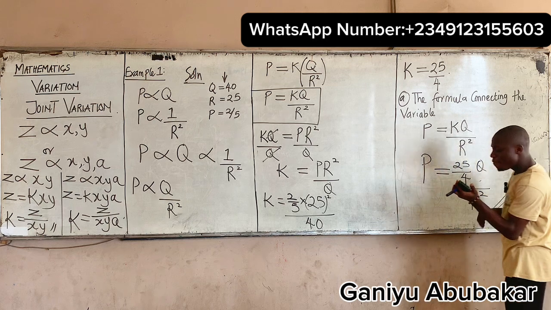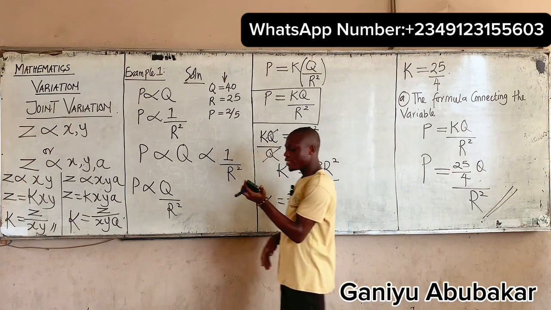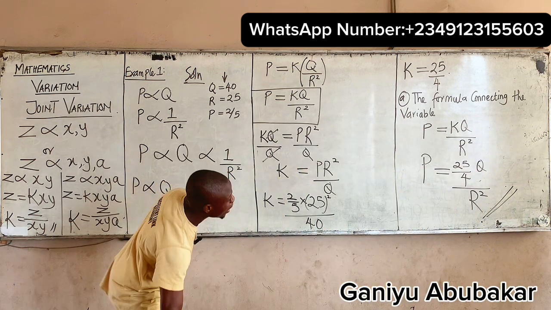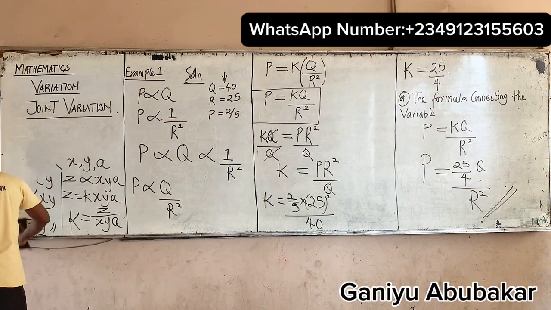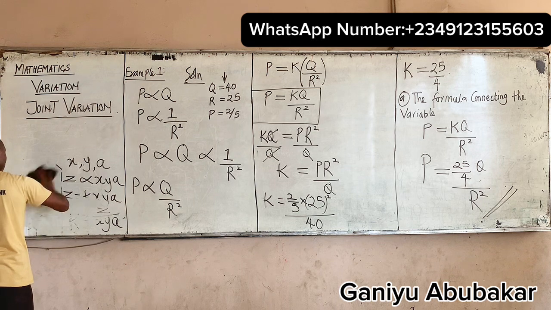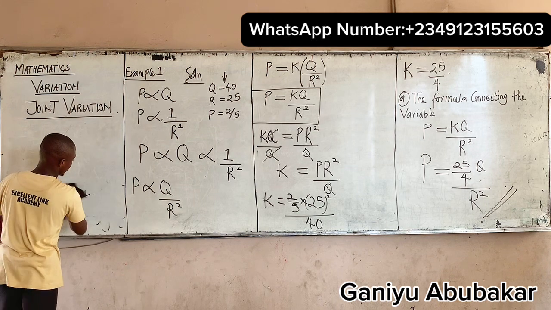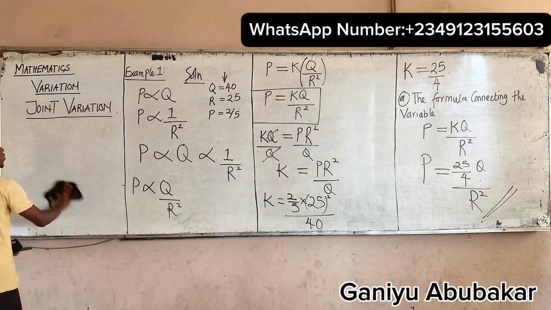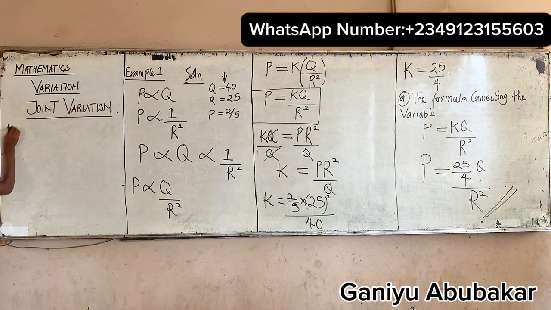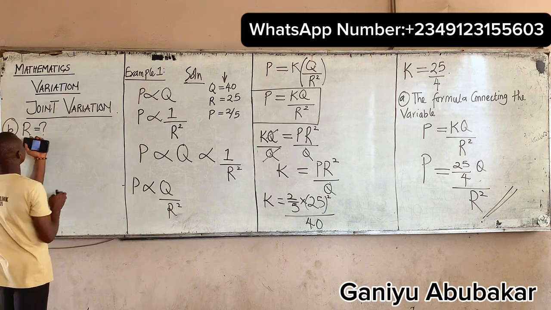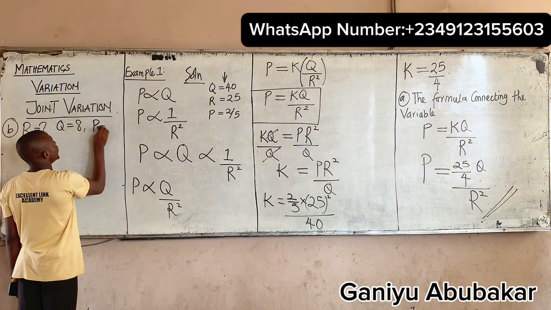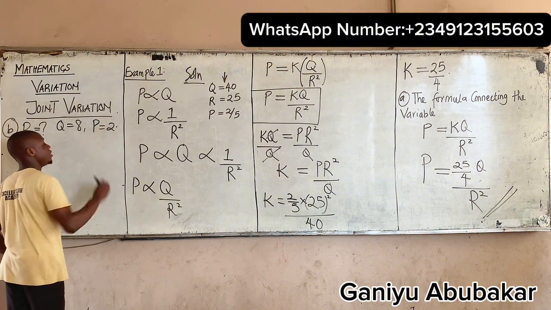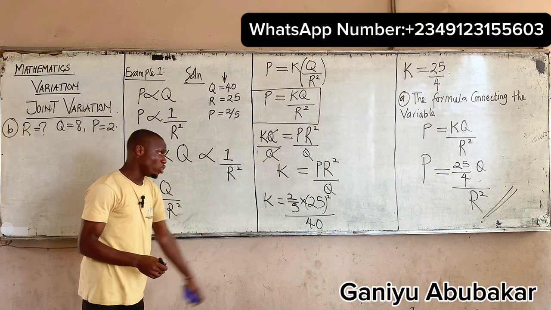Next up, it says find R when Q is 8 and P is 2. So let's find R. That's question B. It says find R. R is unknown when Q is 8 and P is 2. It's easy. How is it easy? Go back to your equation.